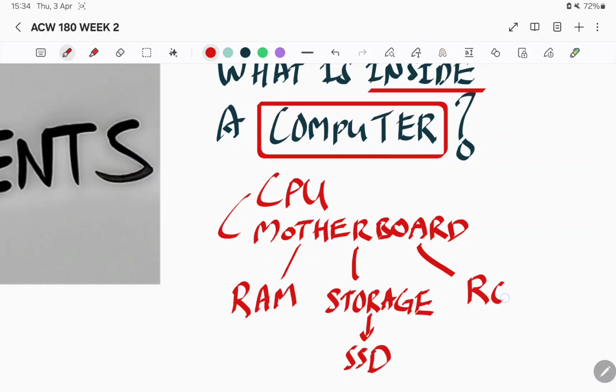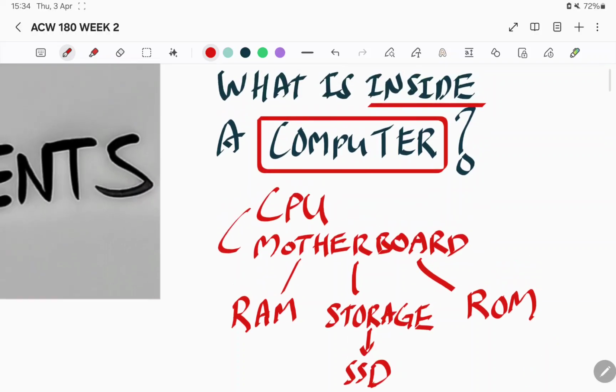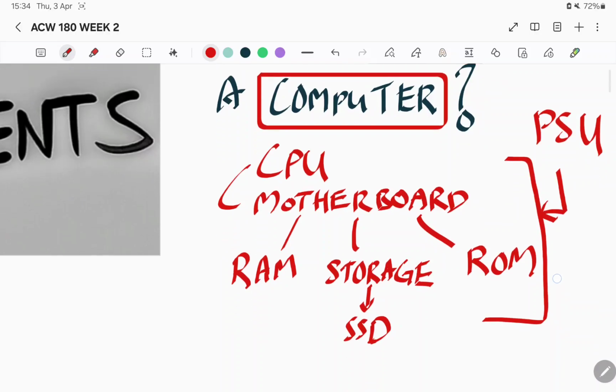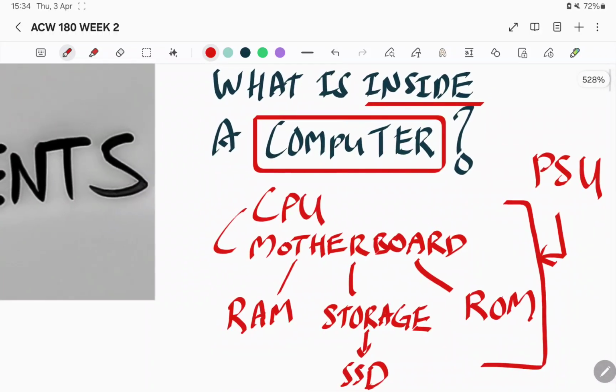But there's another thing over here. There's actually a ROM that is built inside the motherboard. We'll talk about these points. Of course, to power up all of this, we need a power supply unit. So these are basically the components inside a computer.